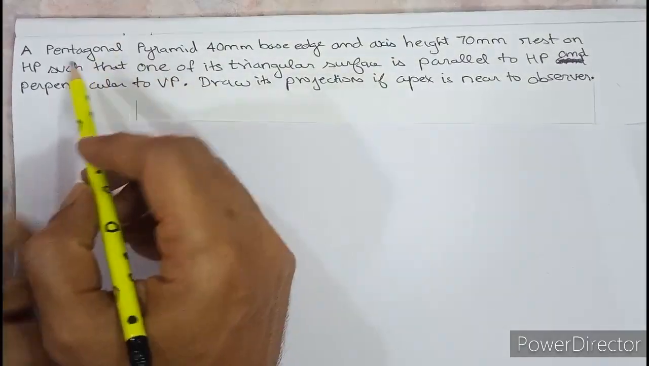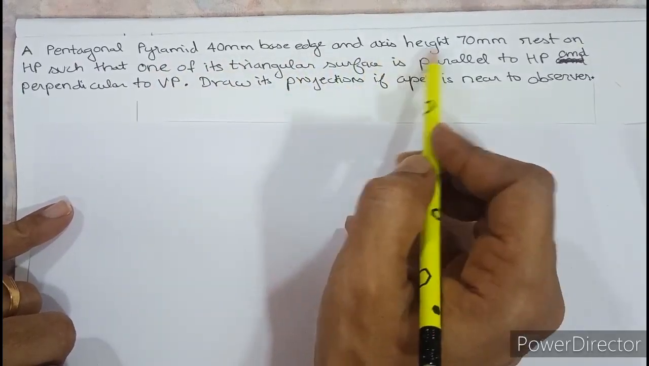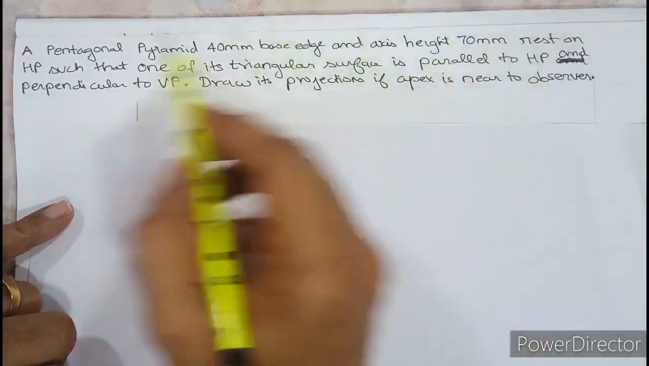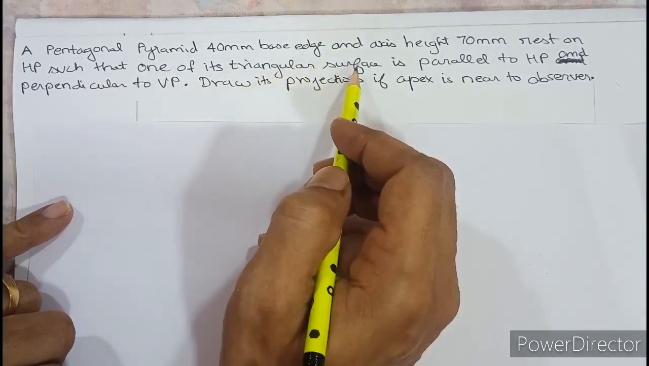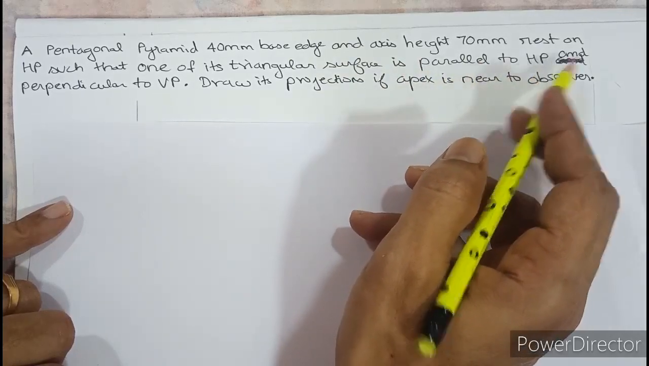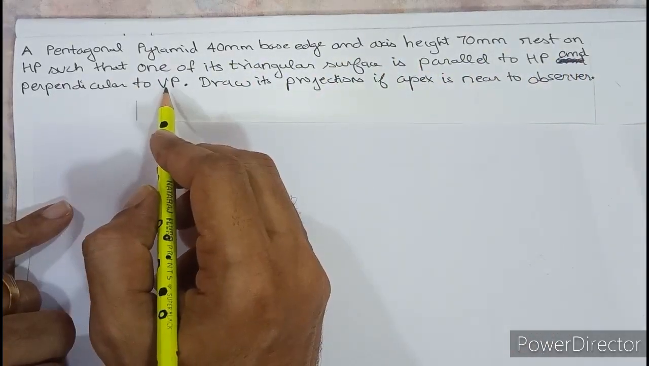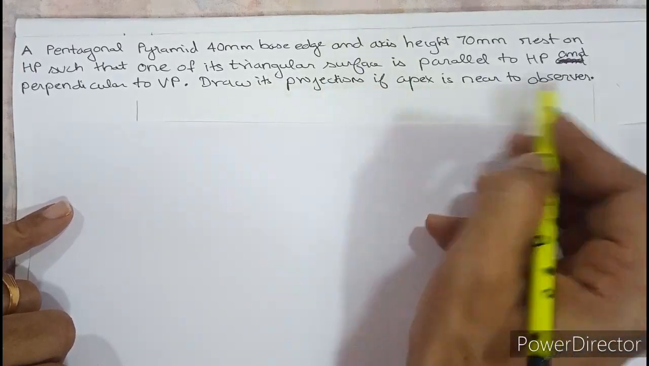So next question is a pentagonal pyramid, 40 mm base edge and axis height 70 mm, rest on HP such that one of its triangular surfaces is parallel to HP and perpendicular to VP. Draw its projections if the apex is near to the observer.